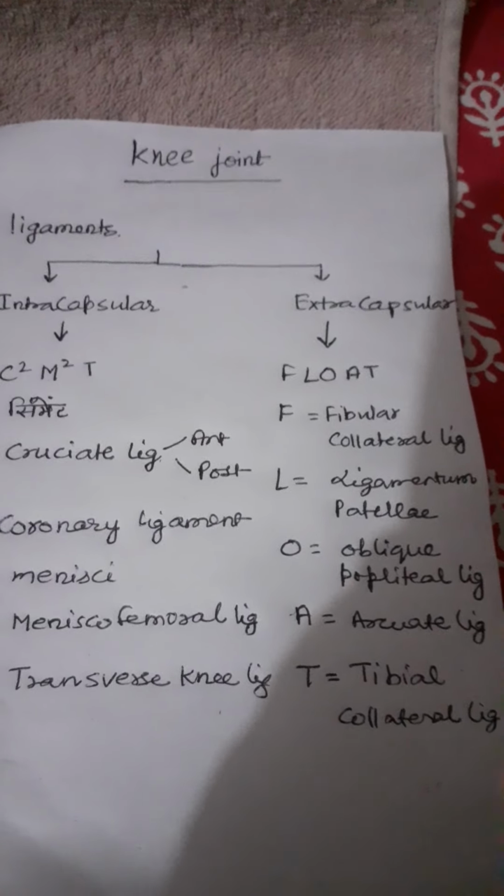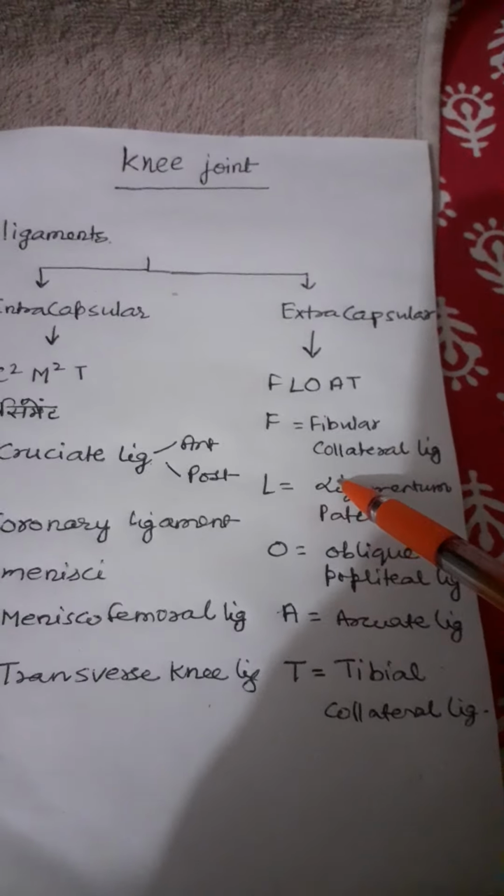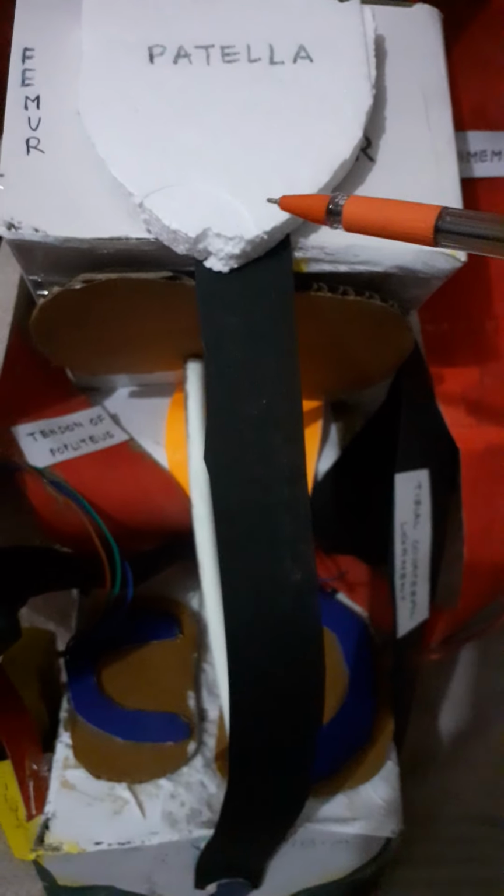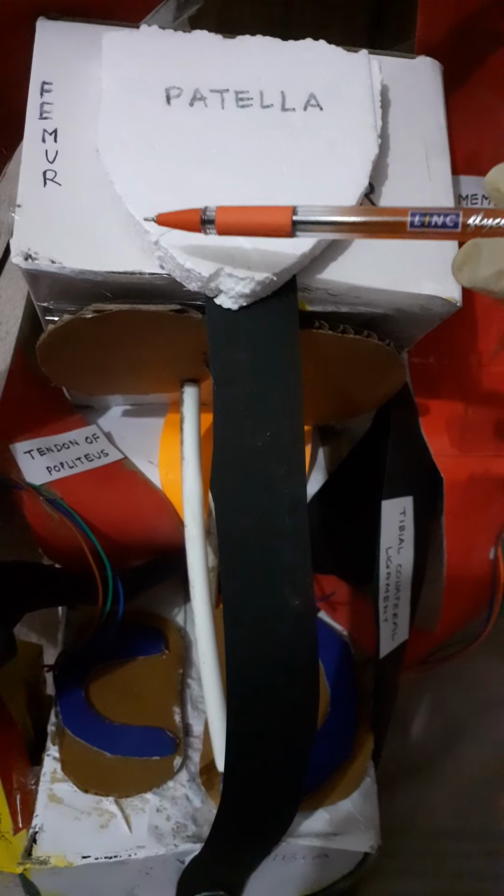Now the last extracapsular ligament is the ligamentum patellae. This is the ligamentum patellae, which starts from the inner aspect of the lower part of the patella and inserts over the external aspect. This is the tibial tuberosity, the upper smooth part of the tibial tuberosity. Okay, this is the ligamentum patellae.